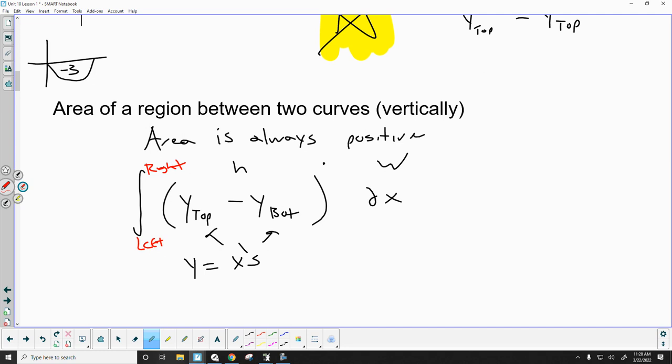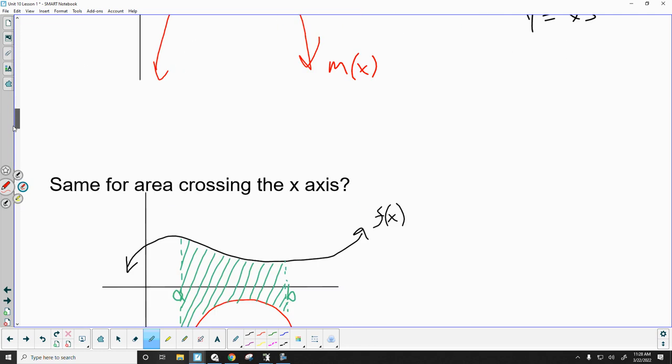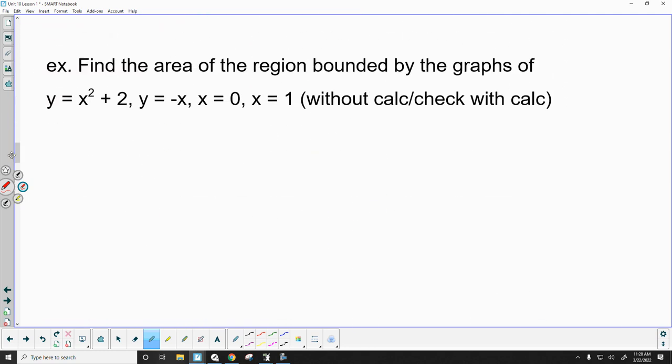Okay, let's see that in action. Here's our first enclosed region. It straddles an axis, but we want to get a positive answer. We got a bunch of equations: y equals x squared plus 2, y equals negative x, x equals 0, x equals 1.